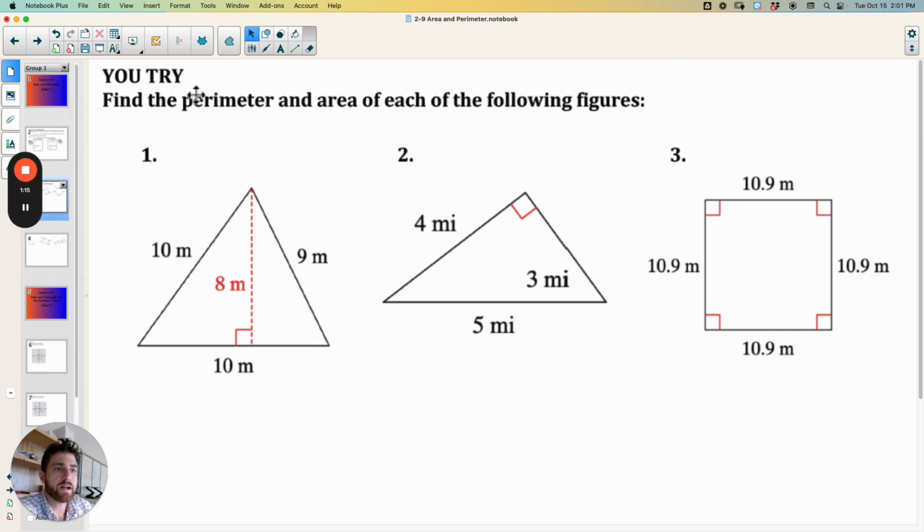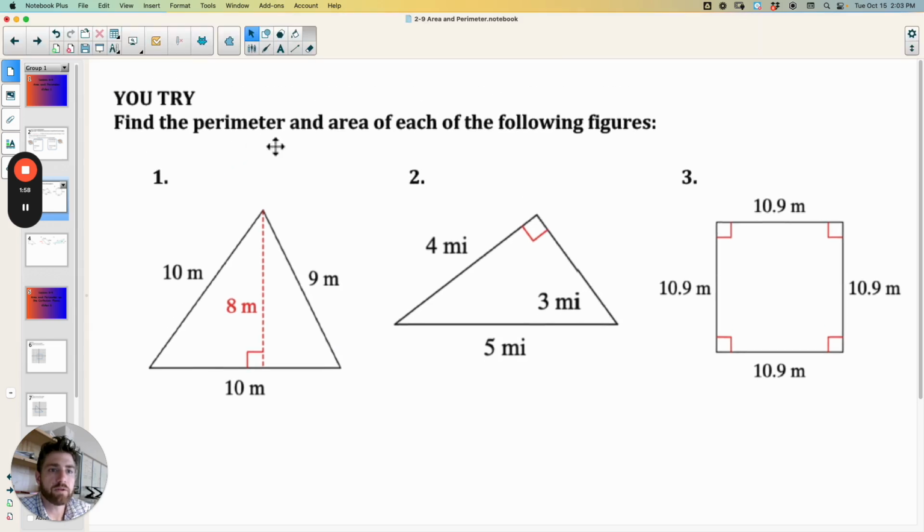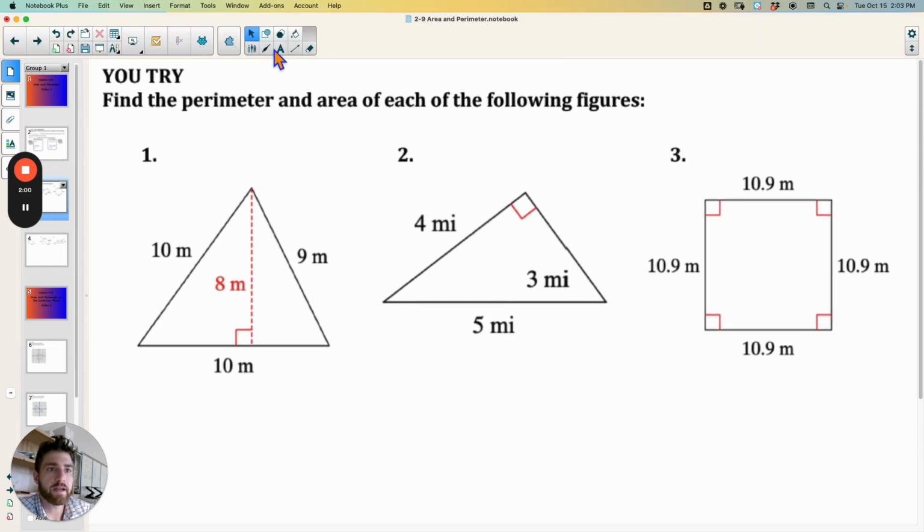Now here mine are going to say you try, but we are going to do 1, 2, and 3 as an example, and then in your notes you can do 4, 5, and 6 as a you try problem. So let's do number 1. For this first example here, we have a triangle. So if you recall, the formula for the area of a triangle that we went over on the previous page is the area is going to be equal to 1/2 the base times the height.